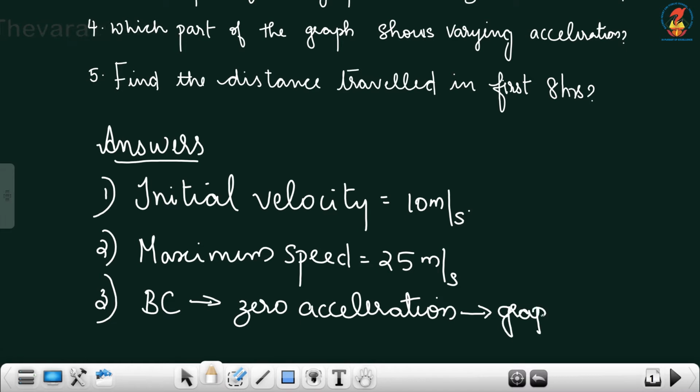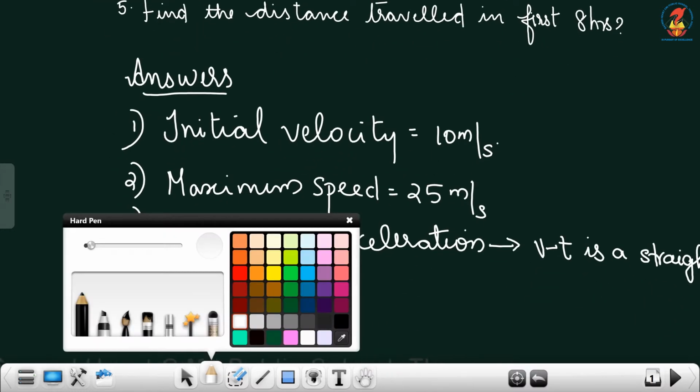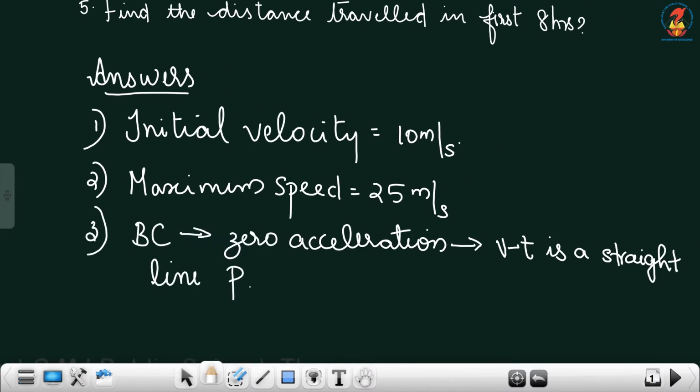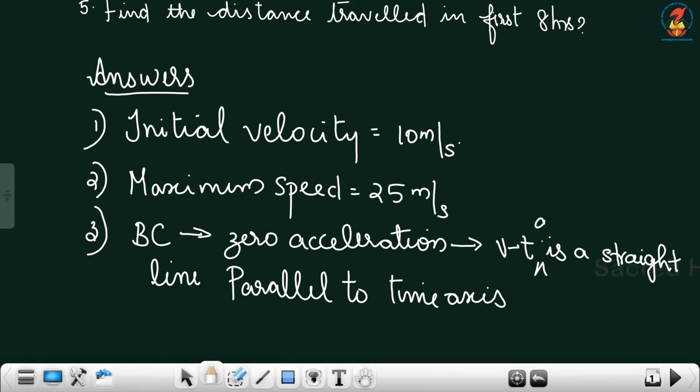Or we will write it clearly, that is, velocity time graph, VT graph is a straight line parallel to time axis.